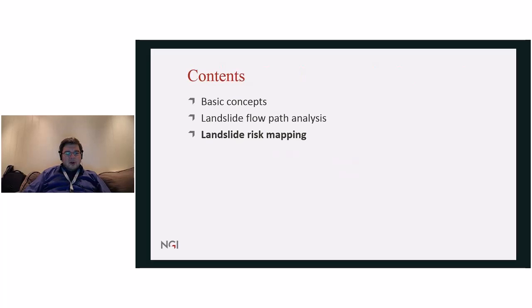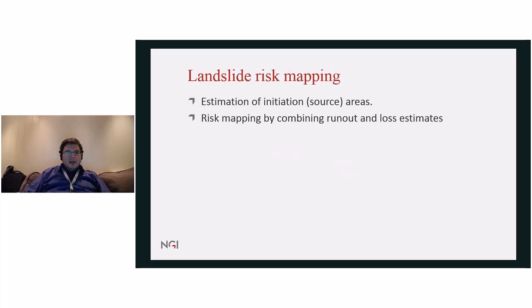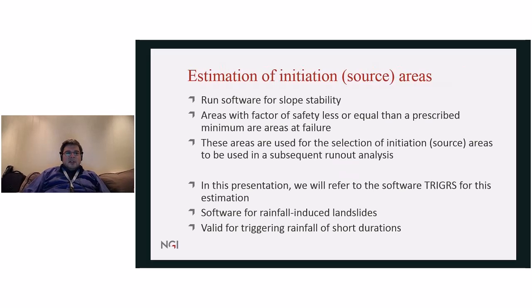Finally, I will talk a bit about landslide risk mapping. In practice, landslide risk mapping is carried out by first estimating initiation or source areas, and then performing risk mapping by combining runout and loss estimates. The estimation of initiation source areas is done first by running software for slope stability. Then we define the areas that have a factor of safety less than or equal to a prescribed minimum, and those will be the areas at failure.